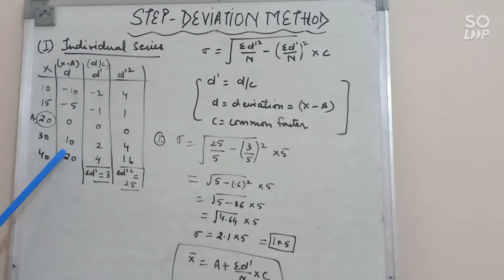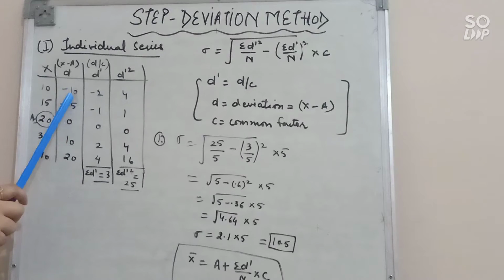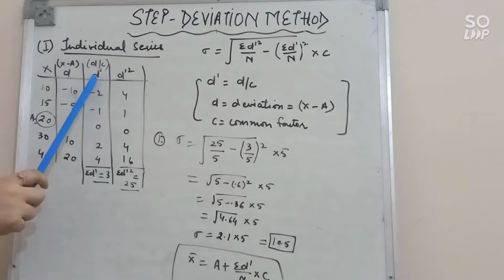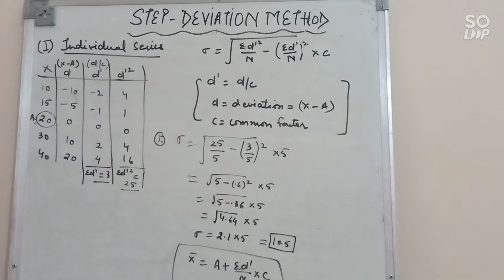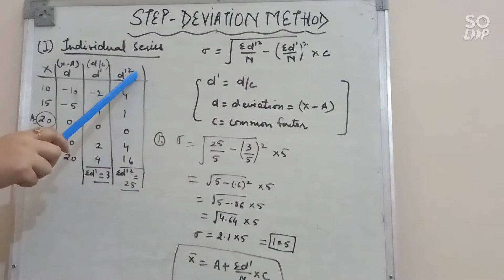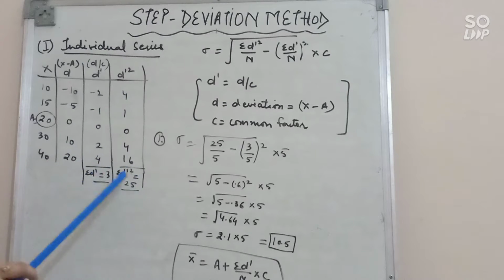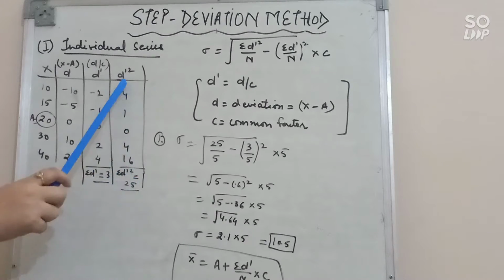C you will take from the deviation; we will find the common factor. We can see all these values are divisible by 5. So 5 is the common factor. Divide by 5. Minus 10 divided by 5 is minus 2, then minus 1, 0, 2 and 4. Clear? After calculating d dash, we need to take the square of d dash. Why? Just to remove these minus signs. So we have 4, 1, 0, 4 and 16. After d dash square, we take the total of these two columns. So sigma d dash is equal to 3 and sigma d dash square is equal to 25.